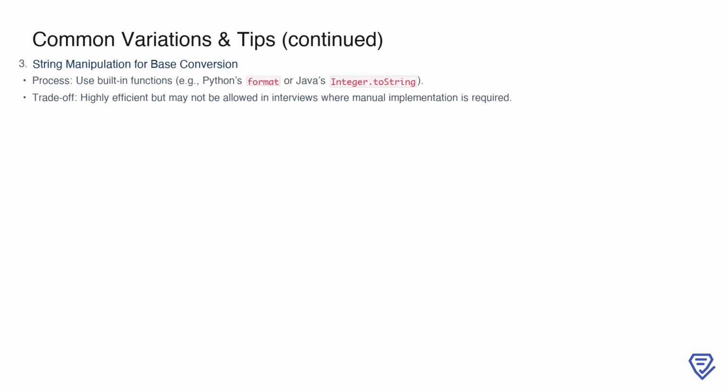Another approach to base conversion involves using string manipulation and built-in functions. For example, Python's format or Java's Integer.toString can handle the conversion efficiently. These methods are particularly useful when performance is critical, as they are optimized internally.